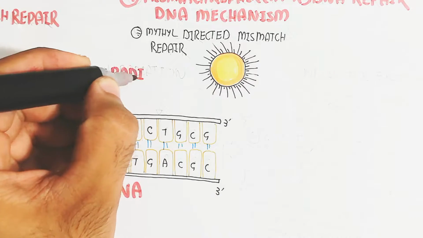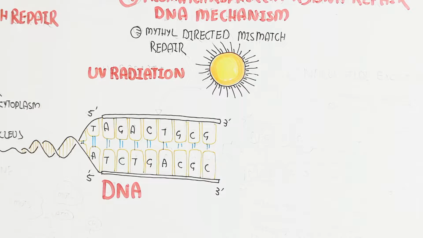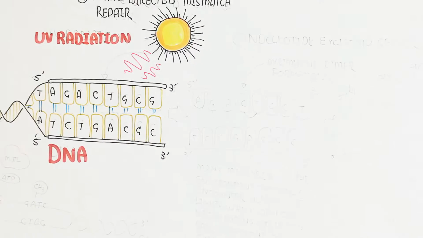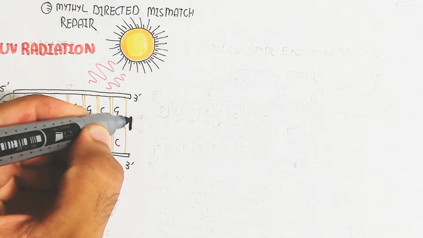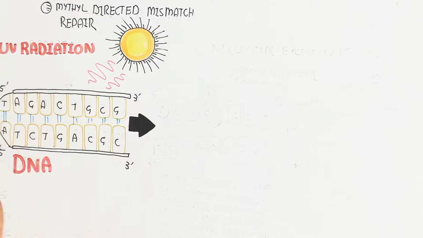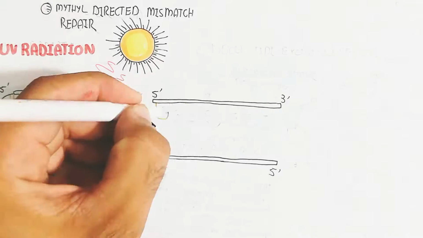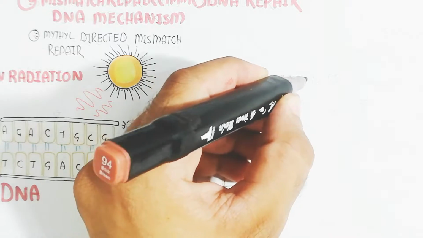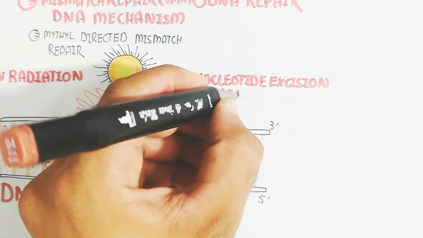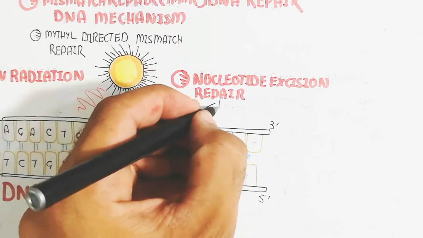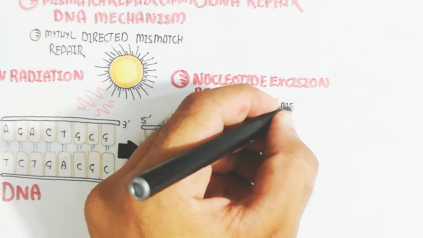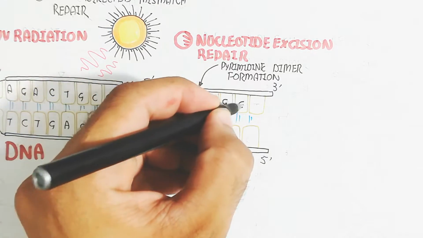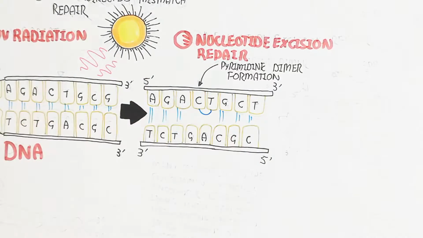So this is the UV radiation, which will damage the cell. In this way, as you can understand, this is the DNA. After this, we will discuss the nucleotide excision repair mechanism. In this way, pyrimidine dimerization or dimer formation occurs, where the cytosine with thymine connect together. This is what is repaired by nucleotide excision repair, due to this pyrimidine dimer formation.